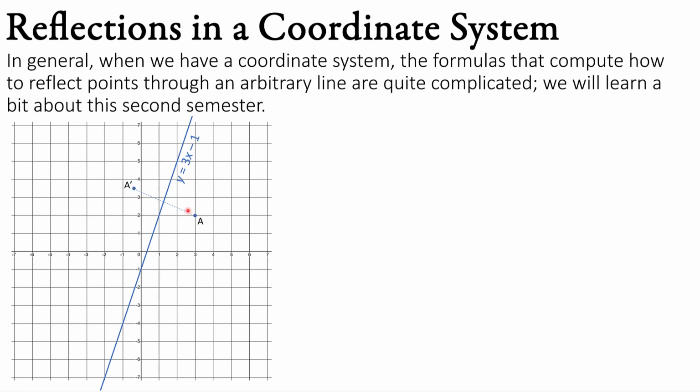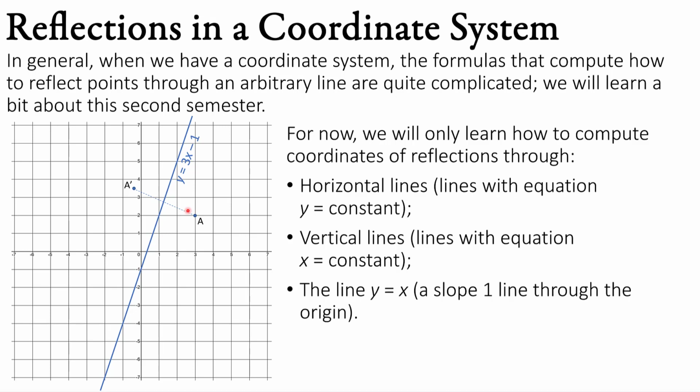We're going to learn a little bit about this in second semester. For now, we're going to learn how to compute reflections through three types of lines. Through horizontal lines, those are lines where y is a constant. Through vertical lines, lines with an equation x equals a constant. And then through the very special case of the line y equals x, which passes through the origin with slope 1. Let's look at how you reflect through these types of lines.